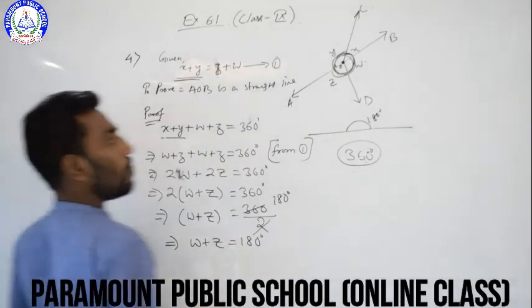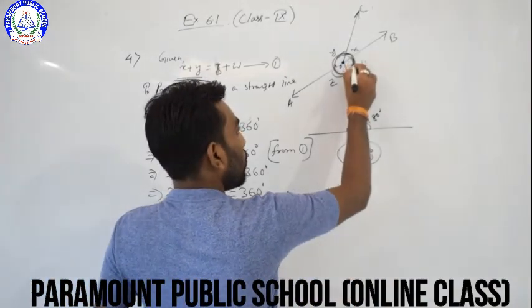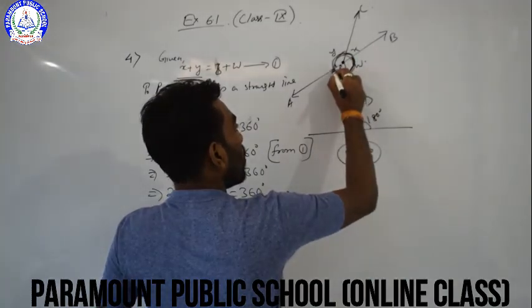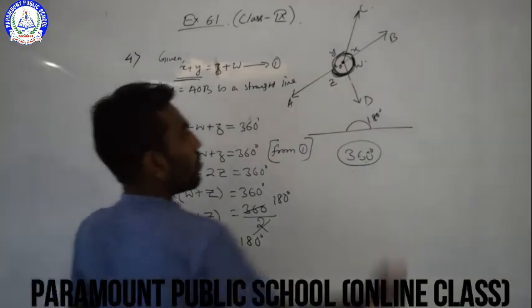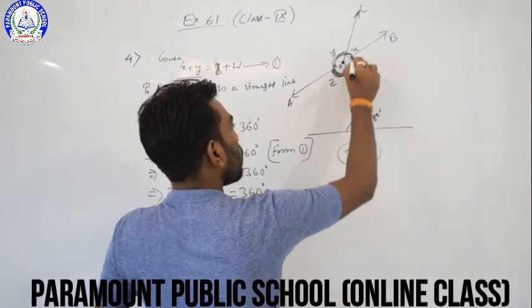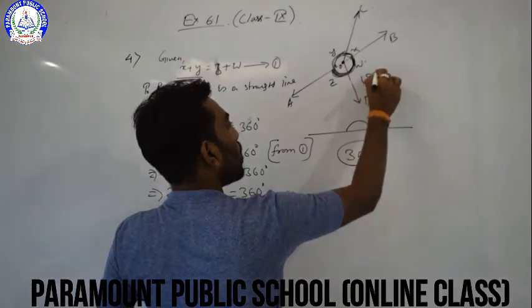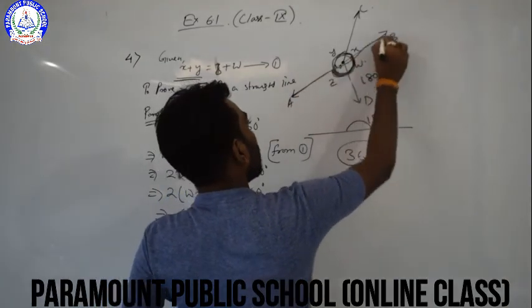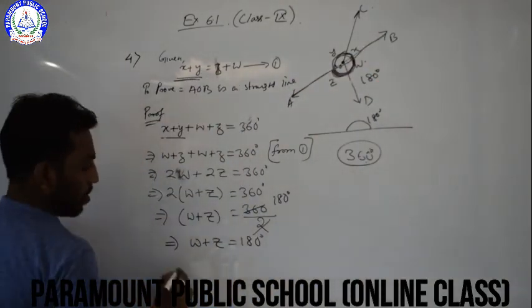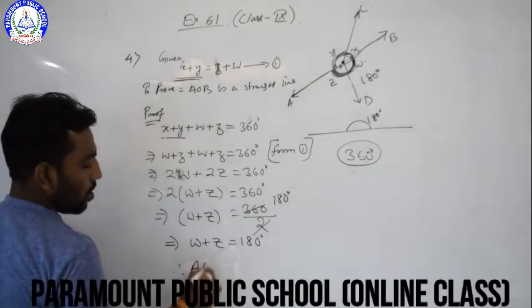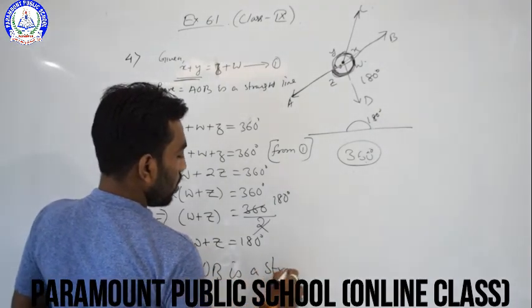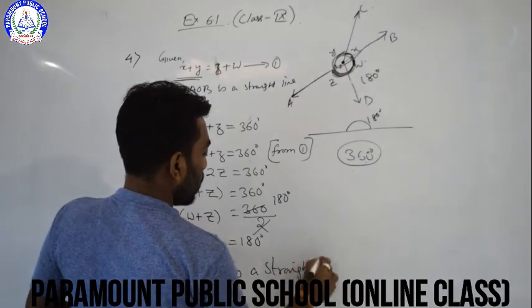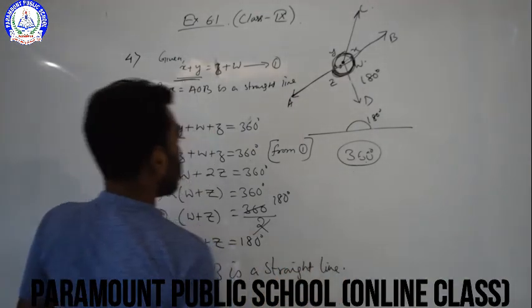Now let us go to the figure. Where is w? W is nothing but this angle, and this is what? The angle z. So if we consider this, these two make how much degree? It makes 180 degree. So we can say that this is a straight line. Therefore, angle AOB is a straight line. Very easy problem, students.